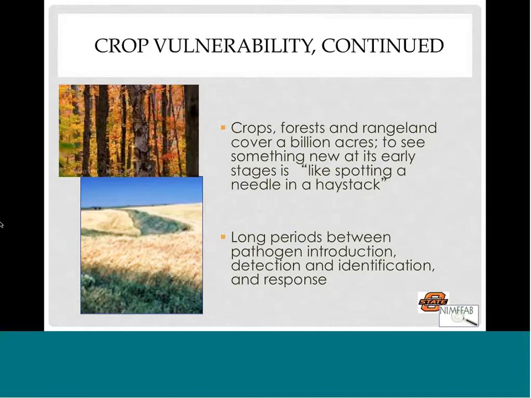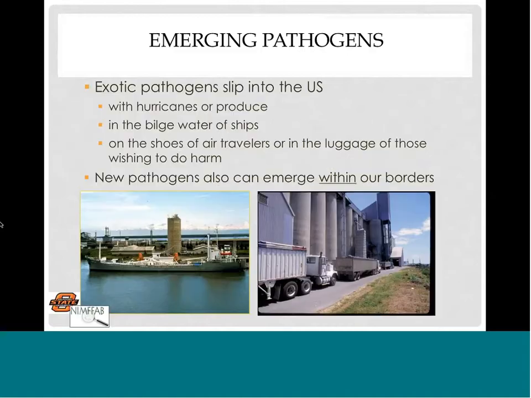The natural resources, the forests and rangelands that you see in these pictures, are huge, and humans go into the middle of these very rarely. But the same is true for crops that cover billions of acres. So finding something new, an unusual symptom or a new disease in the midst of that acreage is very difficult. And so as a result, there can be a long period between the time that a new pathogen is introduced and the time that someone detects it and begins to do something about it.